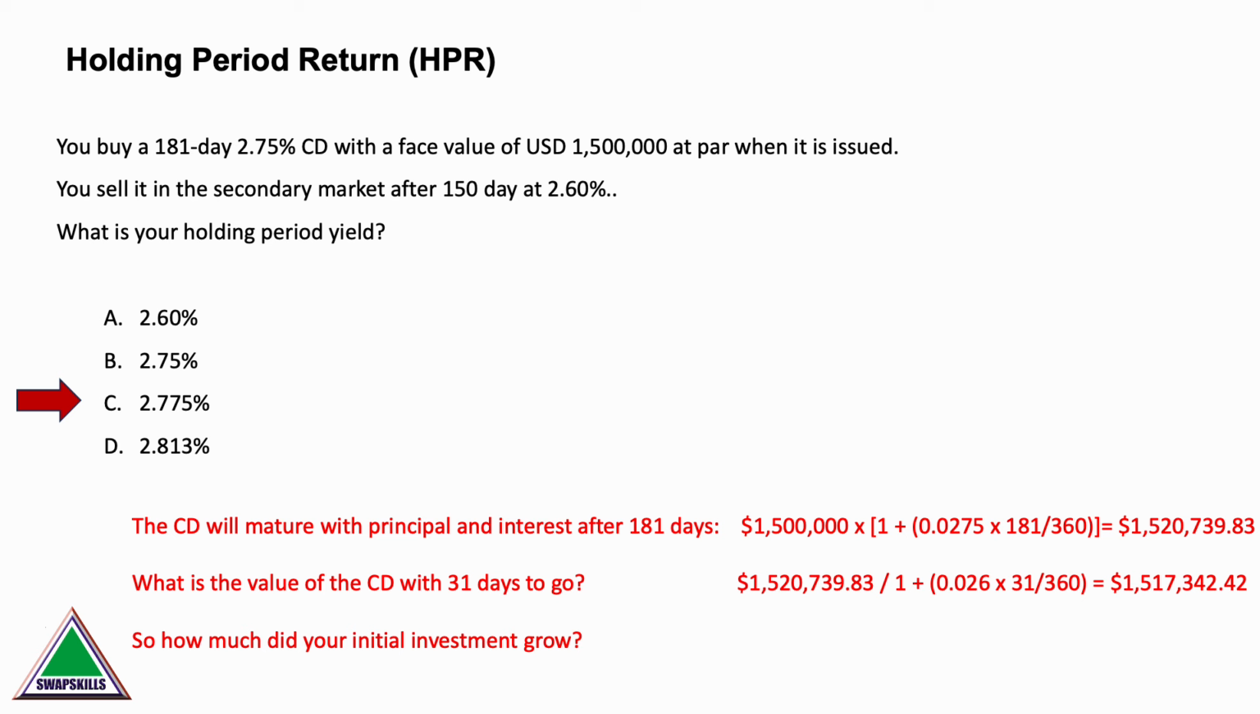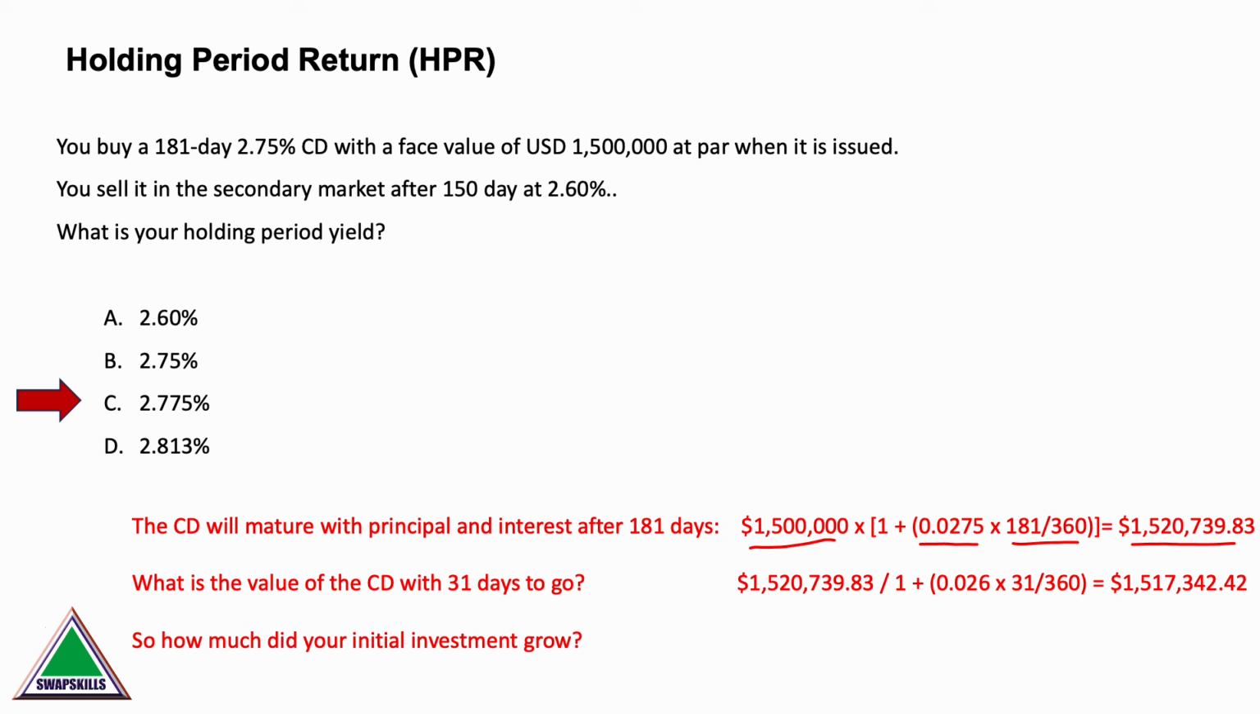Look at what I've written in red. We know that if you've invested $1.5 million, the principal and interest at maturity will be found by multiplying it by 1 plus the rate of return on the CD times 181 over 360, which will give you $1,520,739. That's what it's due to give you at maturity.